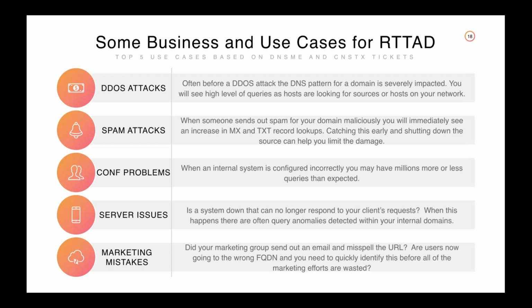Configuration problems, right? Number three, when an internal system is configured incorrectly, you could have millions more or fewer records than expected. You have your own internal DNS network, and these systems are all talking to each other to provide your users a service that you need to give them. We all have our own users, and clients that you have to provide value for. Now, if systems internally need to communicate with each other and can't, and their queries then spike up or drop down significantly, you know there's a problem. So this can immediately identify configuration problems.